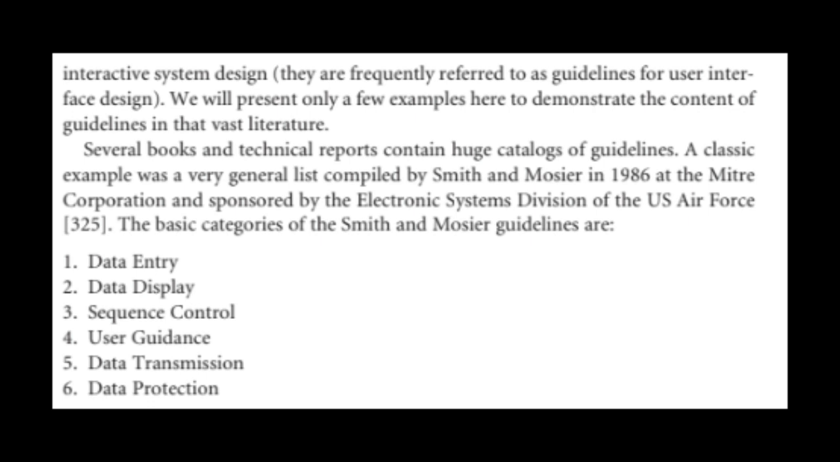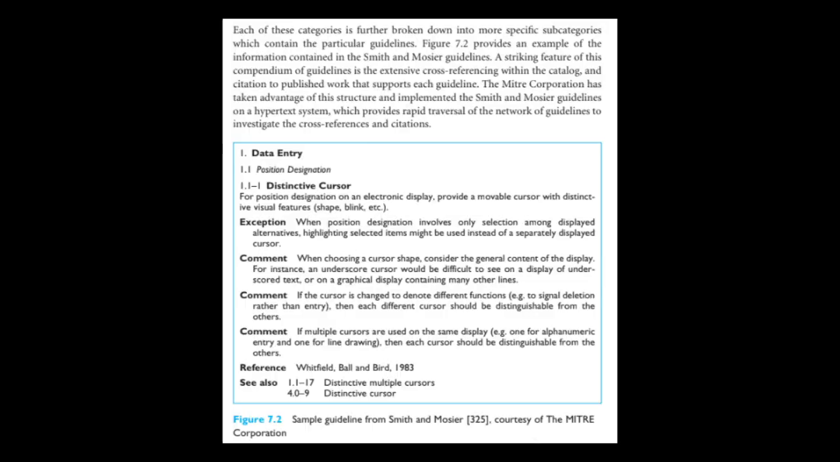Air Force. The basic categories of the Smith and Mosier guidelines are: number 1, data entry; number 2, data display; number 3, sequence control; number 4, user guidance; number 5, data transmission; and number 6, data protection. Each of these categories is further broken down into more specific subcategories which contain the particular guidelines. Figure 7.2 provides an example of the information contained in the Smith and Mosier guidelines.